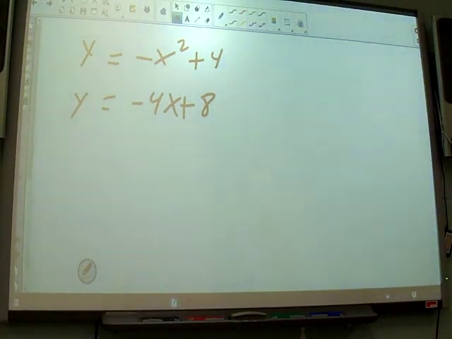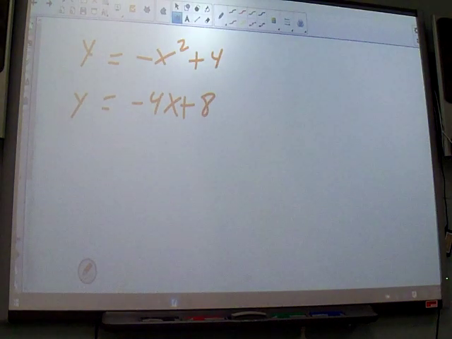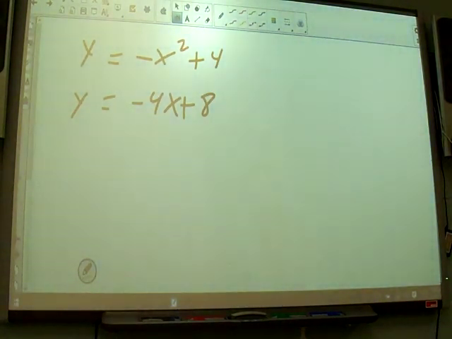So what do we have here? A line. Okay, we've got one of each. The first one's a parabola because it's squared, and the second one's a line. So it's easiest to do substitution. Oh, substitute. Okay, this one's ready to substitute.